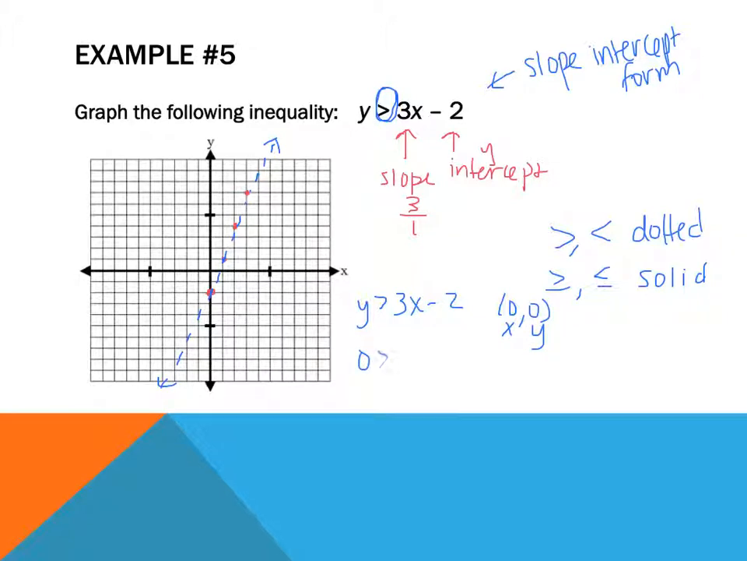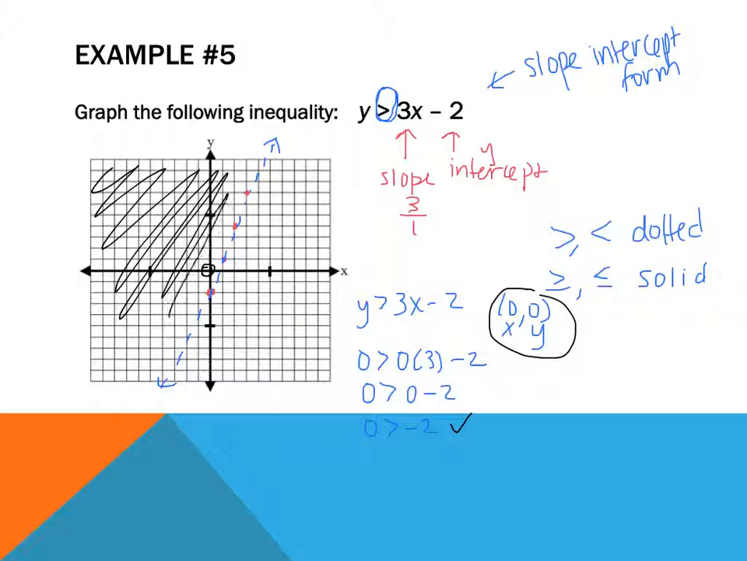So I have 0 is greater than 0 times 3 minus 2. So I have 0 is greater than 0 minus 2. 0 is greater than negative 2. I need to ask myself, is this true? Is 0 greater than negative 2? Well, yes, it is. Okay, so that means wherever I shade, (0, 0) should be in that shading. (0, 0) is this point right here. So that means I'm going to shade on this side of my line. And that's it.